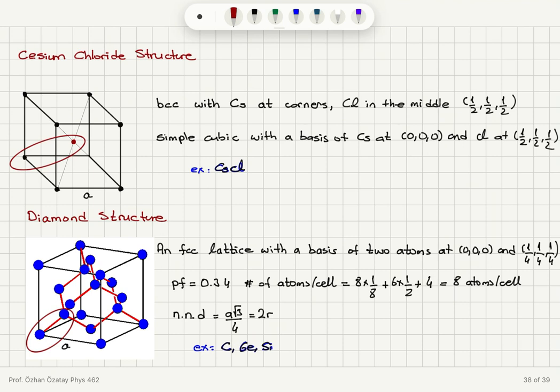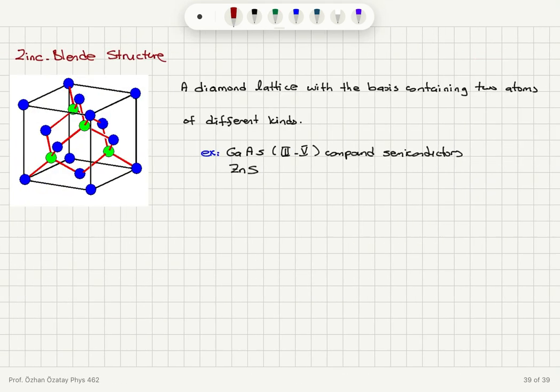So you can see that we have 8 atoms at the corners, 1/8 of each contributing to the cell, 8 times 1/8, 6 atoms at the face centers, 6 times 1/2, and 4 atoms within the unit cell. Total is 8 atoms per cell. The nearest neighbor distance is the distance between the atoms in the basis, that is square root of 3 over 4 times a, which is equal to 2r. So you can prove that the packing fraction for this diamond structure is 0.34.